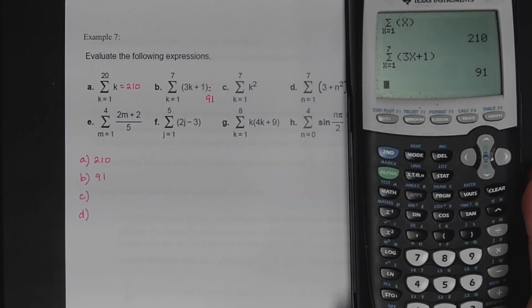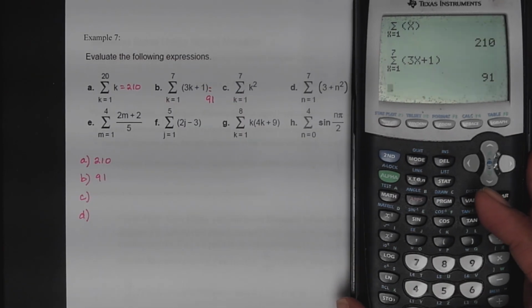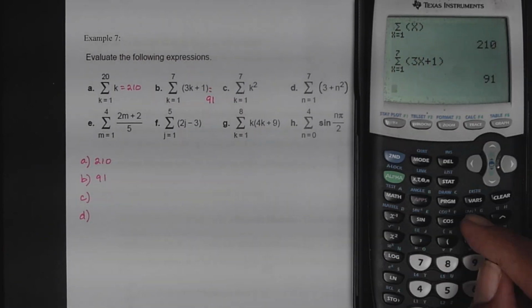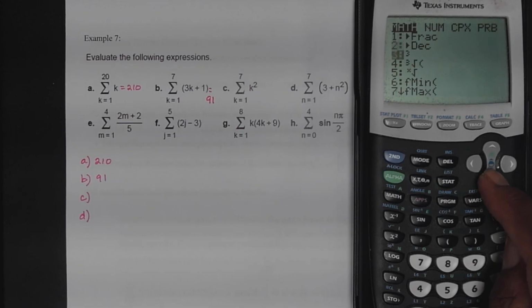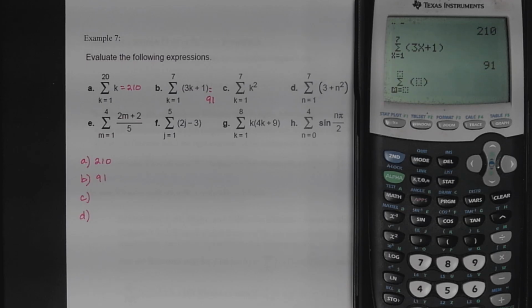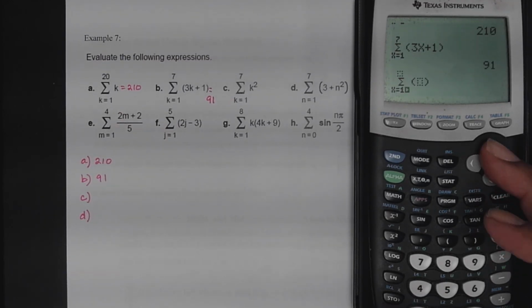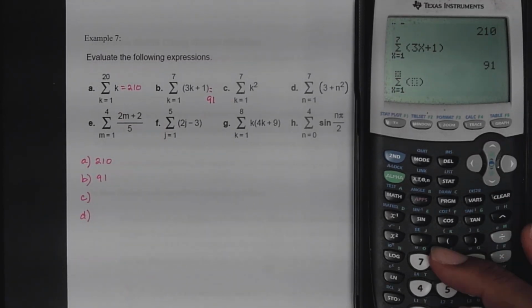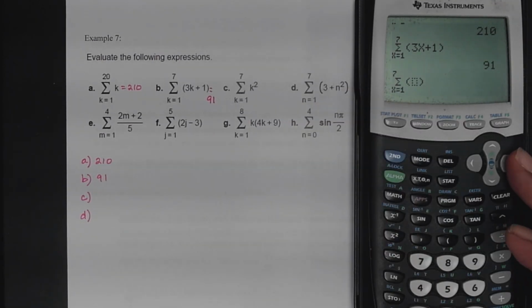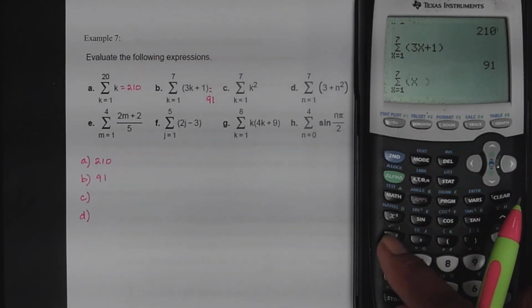Now part C is the summation for k equaling 1 to 7 of k squared. Instead of k's, I'm going to use x's here, so let's do this. Press the math key. Use your down arrow key to get to summation. And I'm going to use X,T,theta,n for the x. And then I'm starting at 1, so I'll type in 1 for x equals 1, and then up arrow up to 7. That's the upper limit. And then use my right arrow key to get out of it. For k squared, I'll say x squared, so I'll be getting the x, and then I'm going to square it.